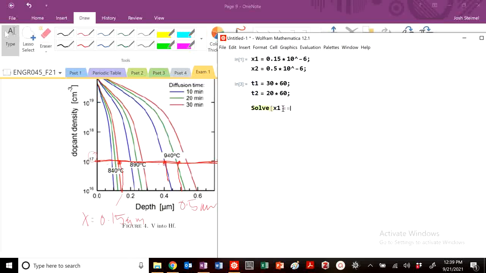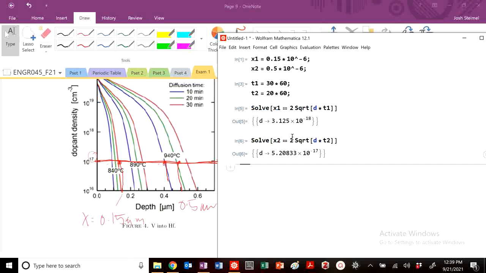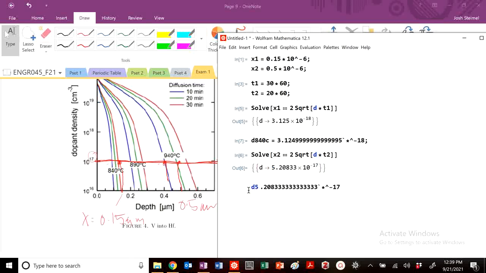I need to solve x1 equals 2 square root of D t1. We'll also solve for the diffusivity for x2 with t2. So this is my diffusivity, D at 840 C, and then we have that particular value. And then this is my diffusivity value, D at 940.